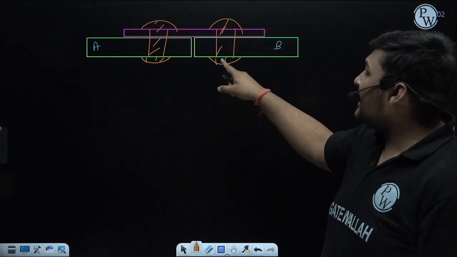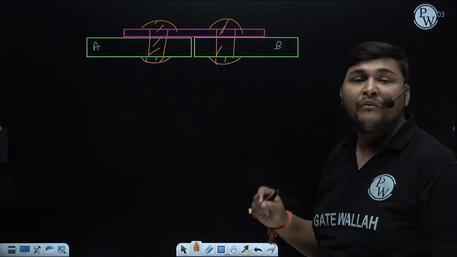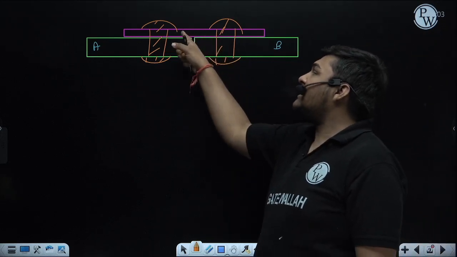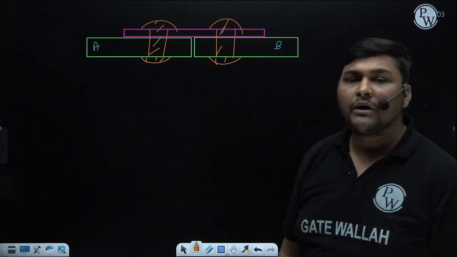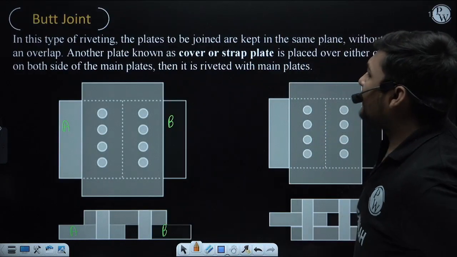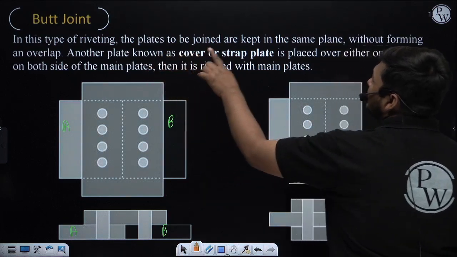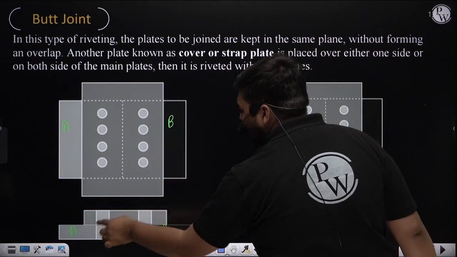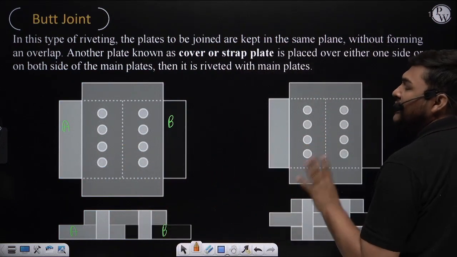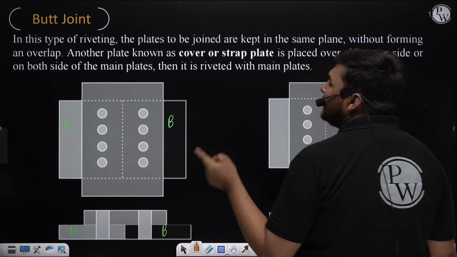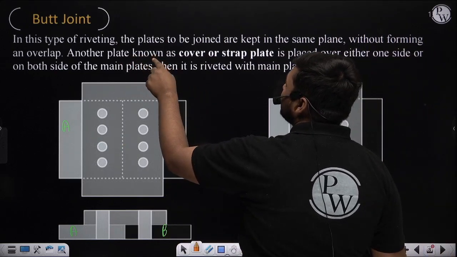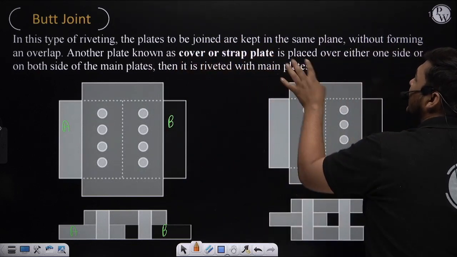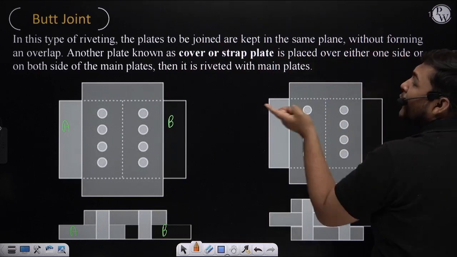So here A and B are known as main plates because our objective is to connect A and B. Okay, now to connect A and B we are taking the help of this supporting plate which is known as cover plate or strip plate. So in this type of riveting, the plates to be joined are kept in same plane without forming an overlap. Here plate A and B are main plates which we want to connect through butt joint. But to connect plate A and B through butt joint, we need to take the help of another plate, which is known as cover plate or strip plate, which is placed over either one side or both sides of the main plate.